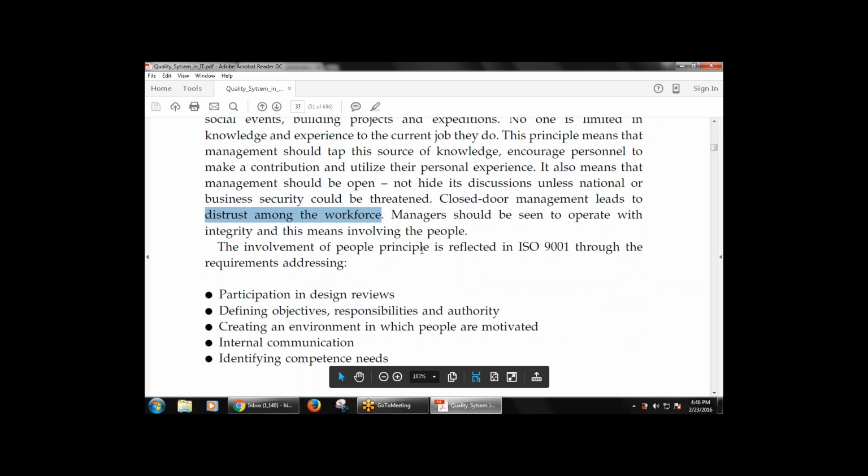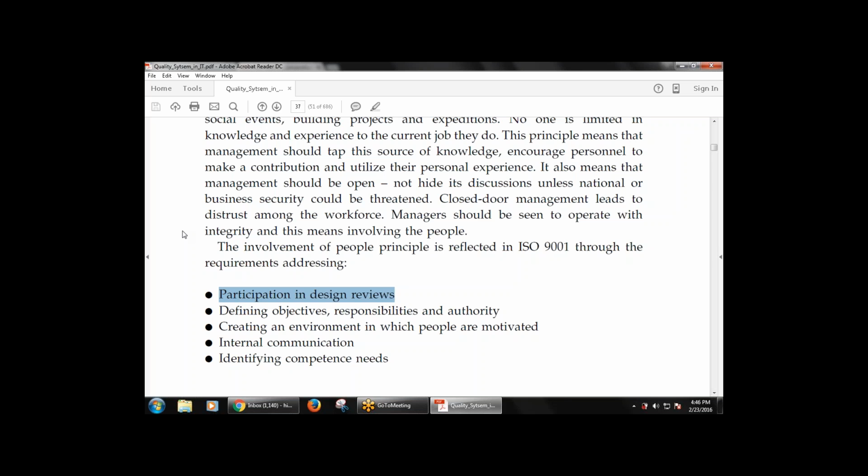The involvement of people is reflected in ISO 9001 through its requirements. What are the various requirements in ISO 9001? The first is participation in the design review. For example, if I'm developing the ER diagram, people participate in the design reviews also. Then defining the objectives, responsibilities, and authorities that people have. Then creating an environment in which people are motivated.